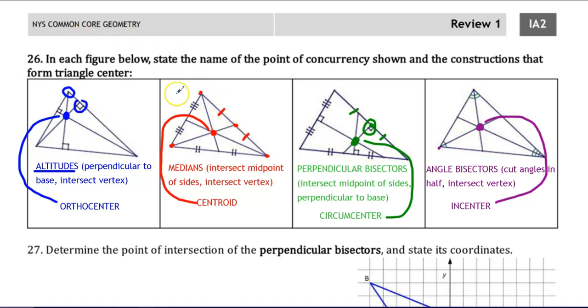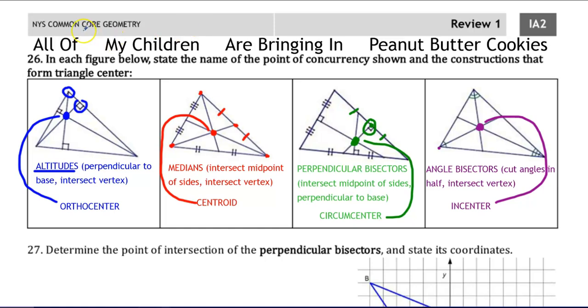There's a quick and easy way to remember all of these terms, and that quick and easy way is: all of my children are bringing in peanut butter cookies. So why does this work? Because A stands for altitudes, O stands for orthocenter, my stands for medians, children, the C stands for centroids. Switching it up here a little bit, are bringing, that's AB, angle bisectors, in, centers. And then last but not least in green, PB is peanut butter, also known as perpendicular bisectors, and cookies indicates circumcenter. That's the initialism that we use to try to remember that.